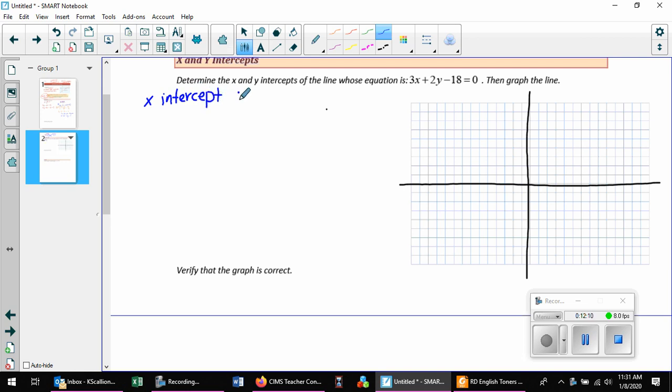So we know what our x-intercept is, y is equal to 0. So I have this equation. What can I do? What value do I know? I know y. What's y? 0. So I'm going to substitute that in. So 3x plus 2 times 0 minus 18 equals 0.